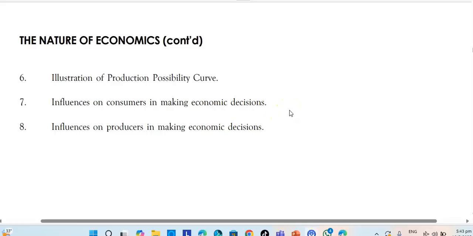Another factor that we could look at that influences consumers in making economic decisions is needs and wants. Basic needs, example, food, shelter, are important over any want.